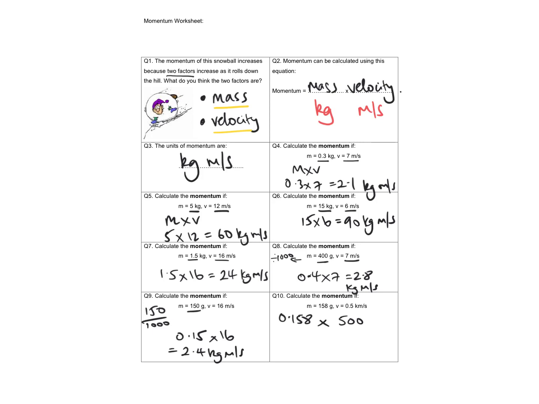And like before, we're finding momentum, so mass times velocity, 0.158 multiplied by 500, and that equals 79 kilogram metre per second. On to the next page, question 11 onwards, slightly harder, but still very much doable.